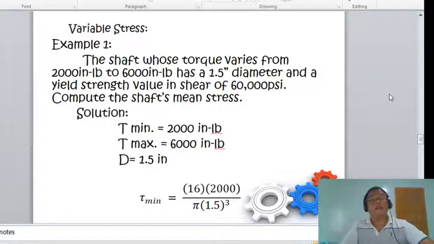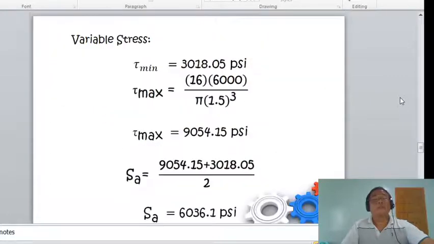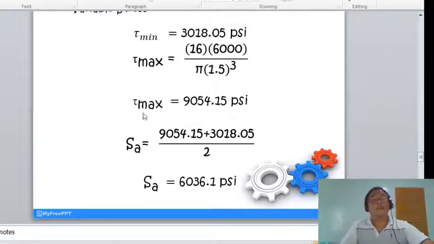Getting now the value of the stress, the minimum is 3,018.05 psi. Getting the maximum stress, the computed value is 9,054.15 psi. Then the mean stress is 6,036 psi. That is not the alternating stress, but the mean stress. For the alternating stress, you just subtract here. So this is a typographical error, class.